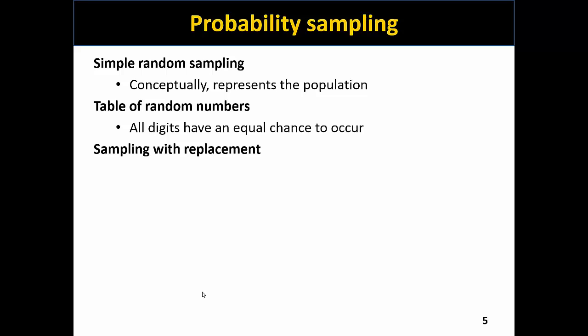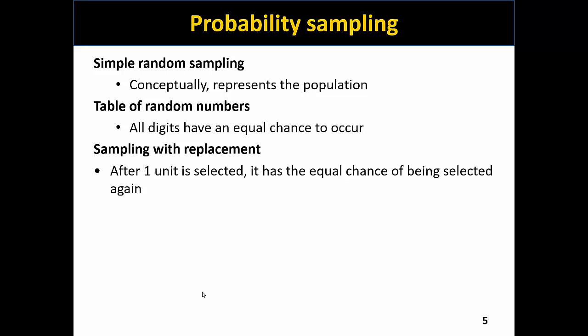The first is sampling with replacement. And this refers to that process where one unit is selected, it is added back to the population, and it has an equal chance of being selected again. And there are some research instances where this is an appropriate way to sample.